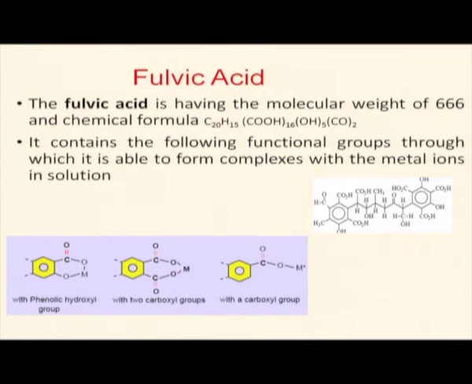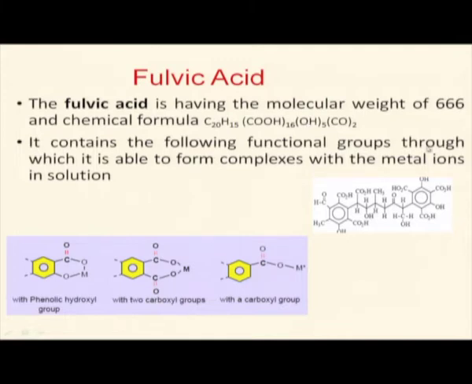If we consider fulvic acid, it has a molecular weight of roughly 666, with a chemical formula C20 H15 (COOH)16 (OH)5 (CO)2. The structure as shown here again does not represent a single compound, but the point to be noted here is the number of COOH and OH groups. These COOH and OH groups actually help in binding complexes with metal ions like calcium and magnesium, which are naturally present in the aquatic system.